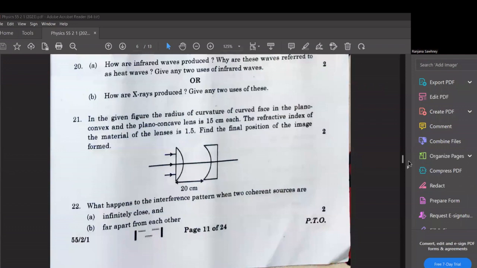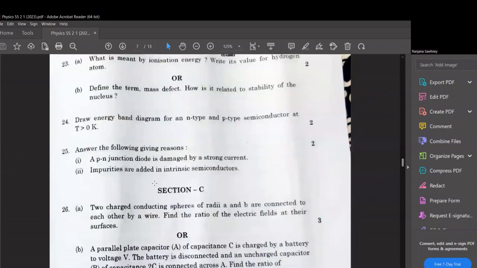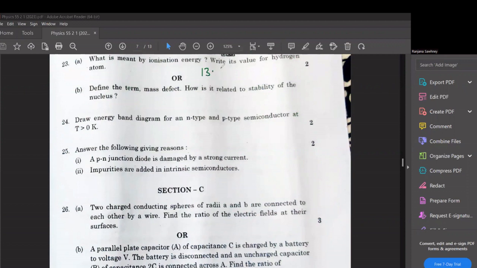Question number 23: what is meant by ionization energy? It is the minimum energy required to remove an electron from an atom, or to move an electron from n is equal to 1 to n is equal to infinity. And what is its value for the hydrogen atom? It is 13.6 electron volt.